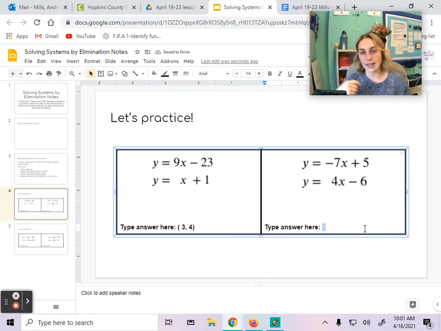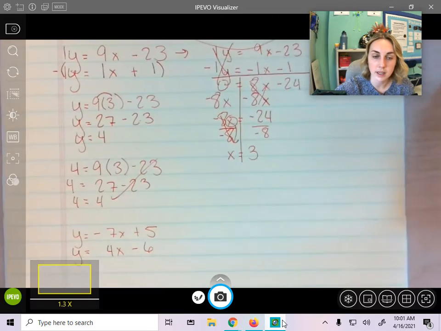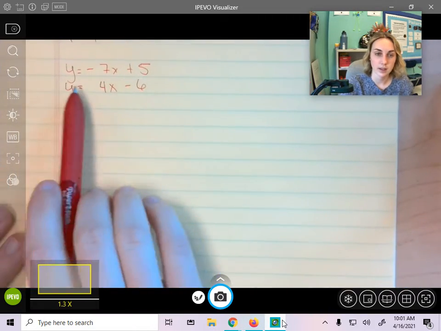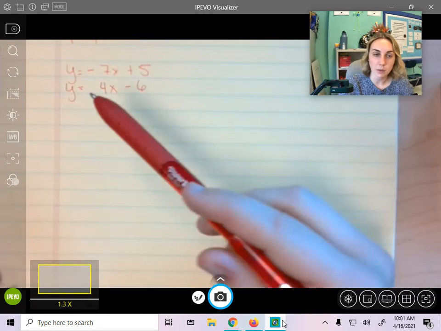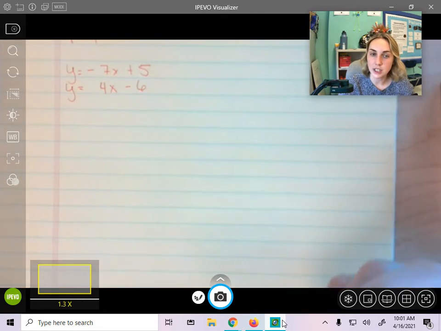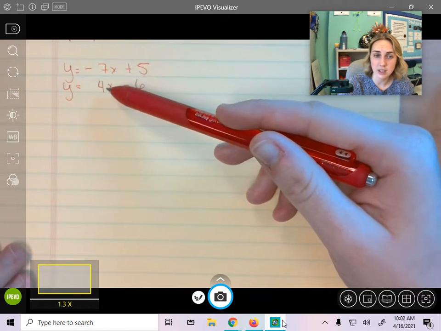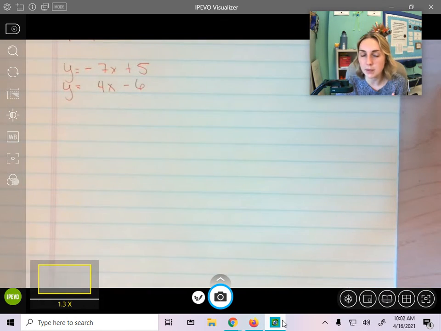Alright, so now I'm going to do the exact same thing on this problem as well. Again, first step, I'm going to line them up. Okay, so that's what I just did. I lined these two problems up. That's the only thing we're focusing on. Now I need to locate which variable has the same coefficient. If I'm looking at my x values, this x value has a -7 as a coefficient. This one has 4, so that's not the same number.